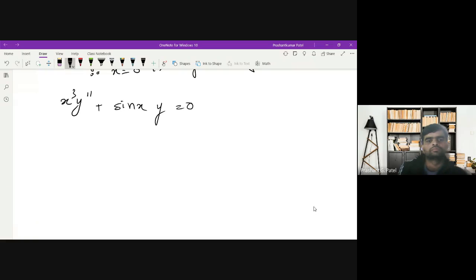So try to solve this. What is the nature at the point x equal to 0? I am giving you this example as homework. I hope you are able to do this example on your own.